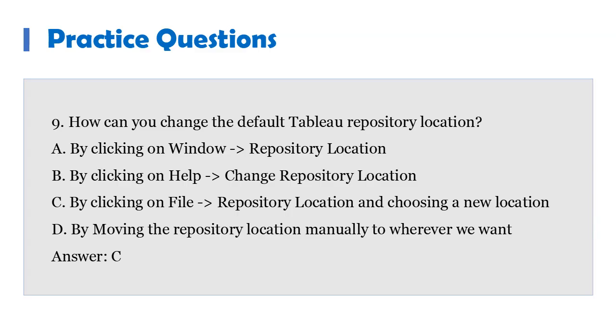9. How can you change the default Tableau repository location? A. By clicking on Window to Repository Location. B. By clicking on Help to change repository location. C. By clicking on File to Repository Location and choosing a new location. D. By moving the repository location manually to wherever we want. Answer: C.